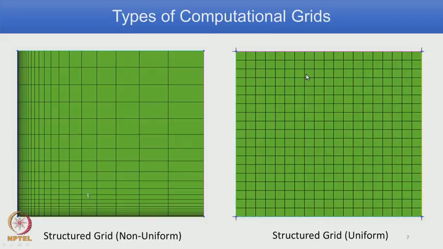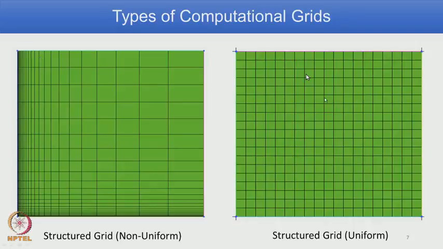Similarly, if you take all horizontal lines, then it is very finely placed near this bottom, then it is slowly stretched and you get a coarse mesh as you move away from this, and then you get here a different mesh size compared to the mesh size in this corner, and elsewhere it is different compared to some other place. So, this is what is known as a non-uniform mesh.